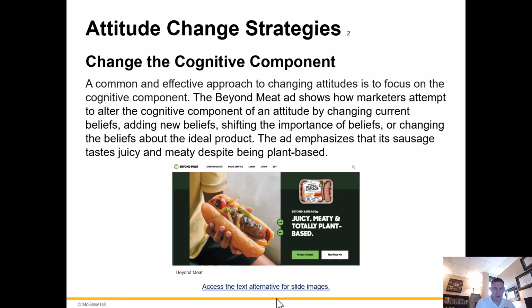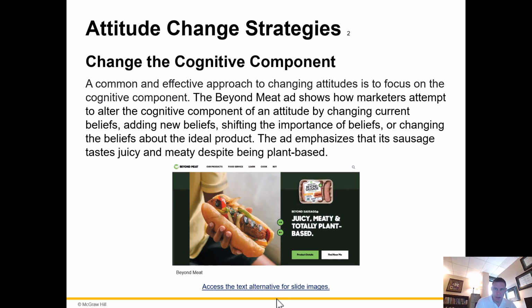So attitude change strategies, because if you're a marketer, you need to be able to, if somebody has say a negative attitude of a product or service you offer, then obviously you need to be able to change that. So changing the cognitive components. A common and effective approach to changing attitudes is to focus on the cognitive components.